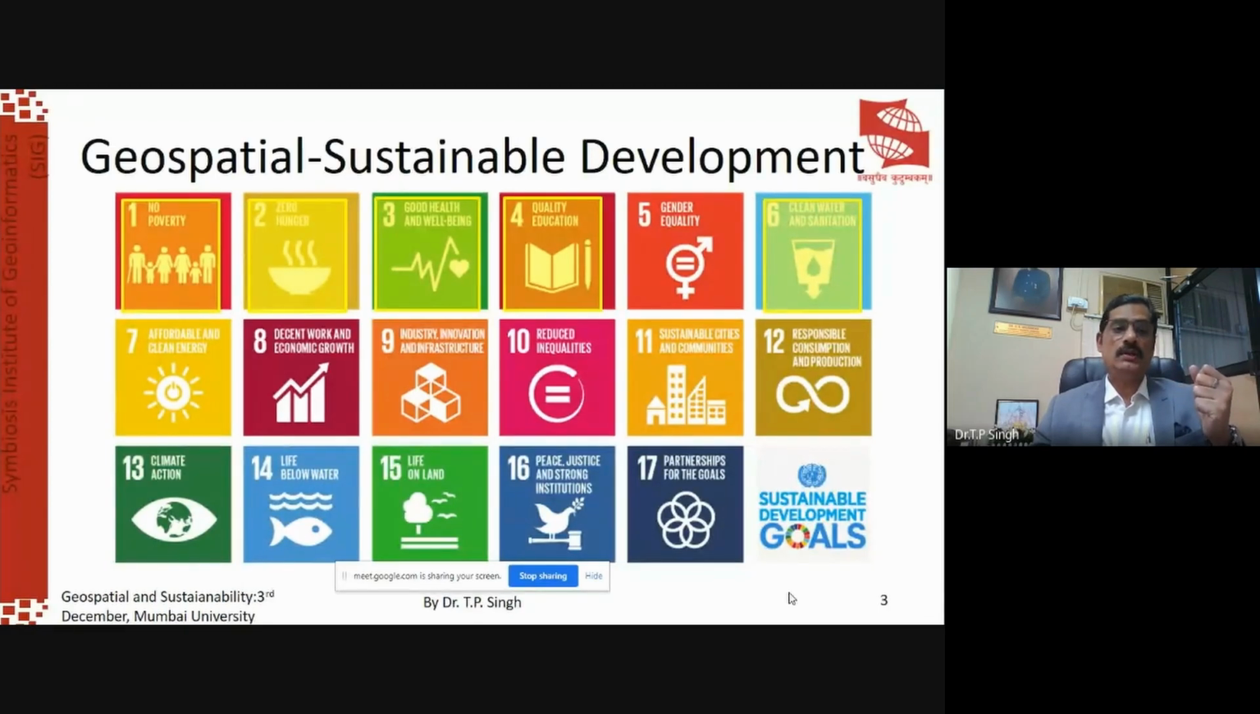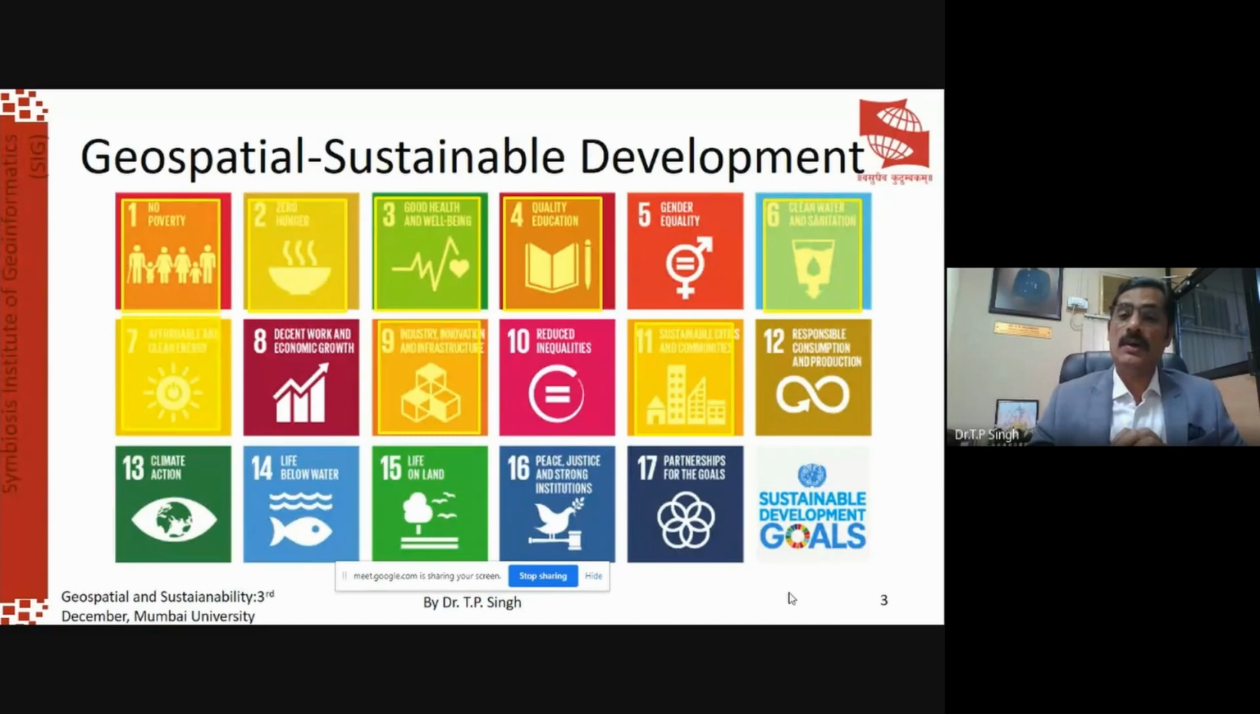Clean water and sanitation, then affordable clean energy, and industry, innovation and infrastructure, which is an important aspect. Geospatial technology itself is entering a phase where it is adopting new technologies like artificial intelligence and machine learning, and is also being used with IoT to achieve such innovation and infrastructure management. People are also using geospatial technology for BIM, building information management systems, in many industries to understand buildings.